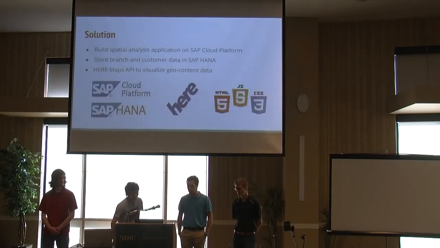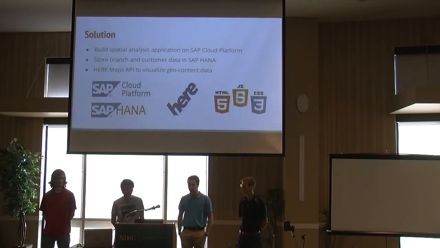And so we have the following solutions. First, we built a spatial analysis application on SAP Cloud Platform, and then we store branch and customer data in SAP HANA, and then we use the HERE Maps API to visualize geo content data.